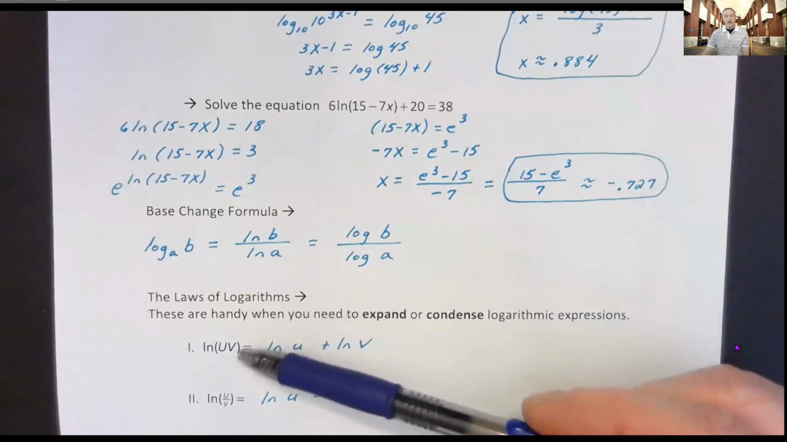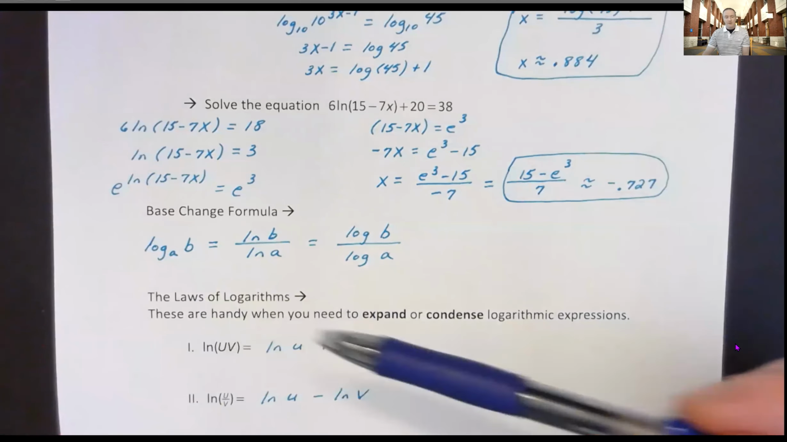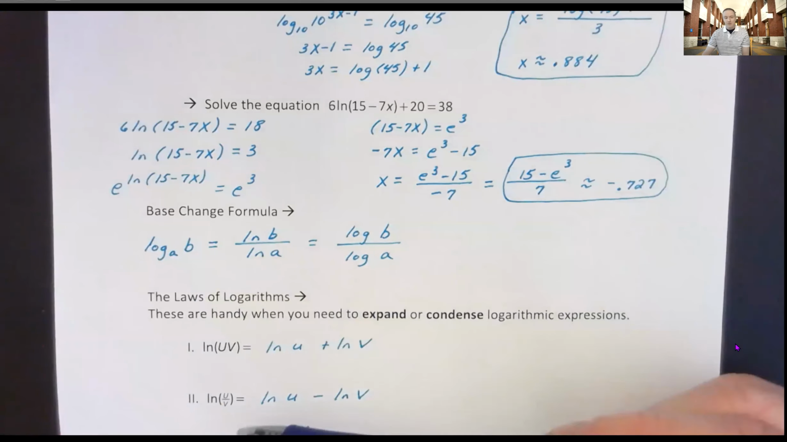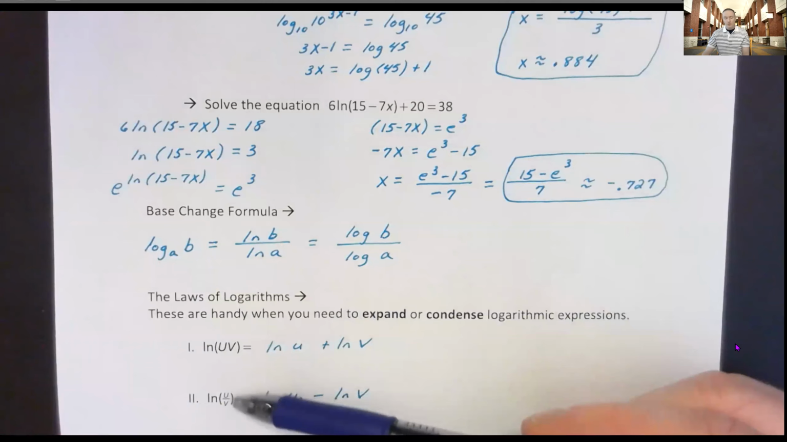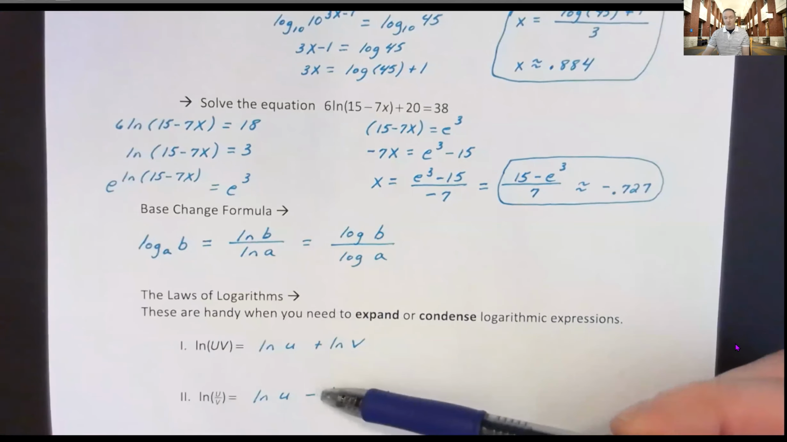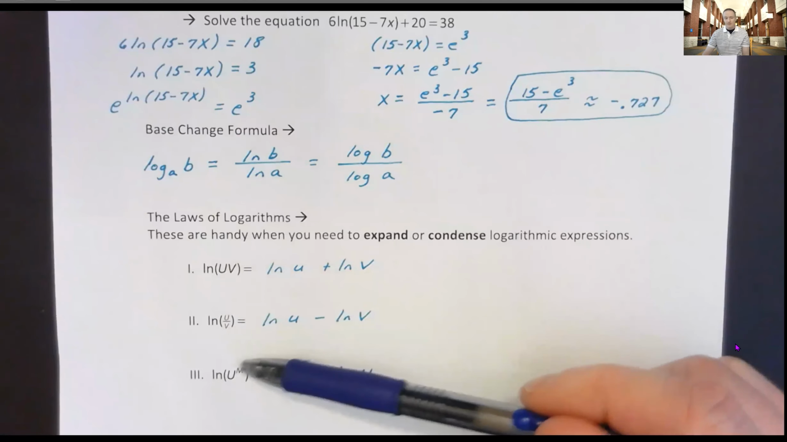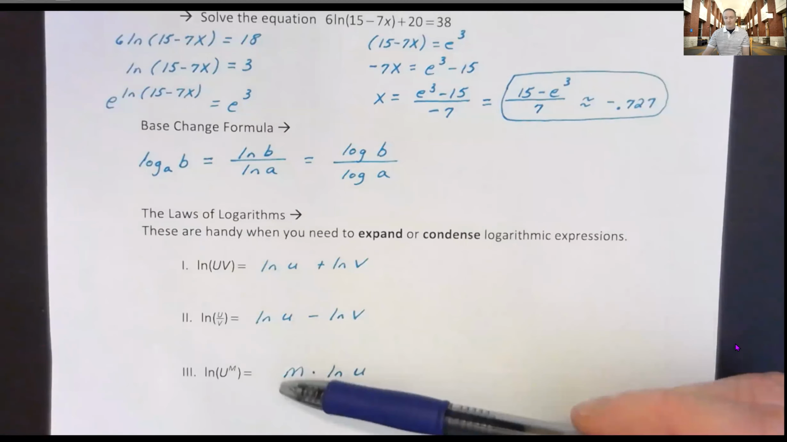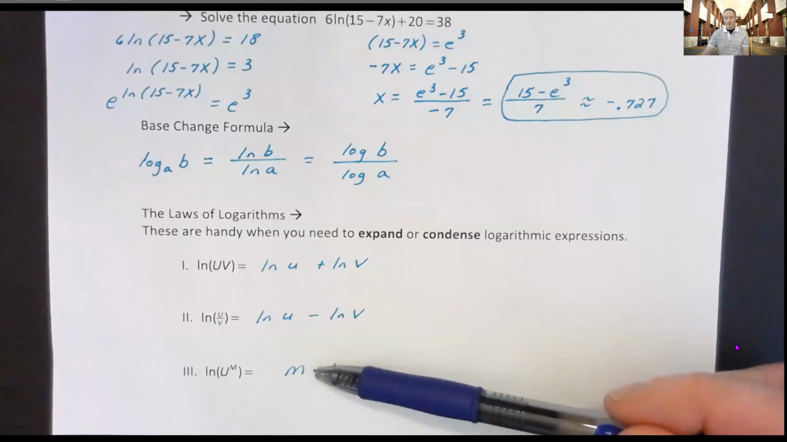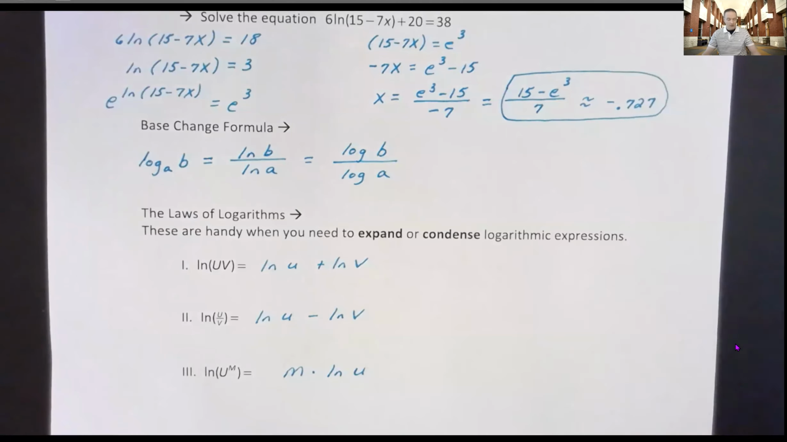If you have a product inside of a logarithm, you'll expand that with an addition. If you have a quotient inside of a logarithm, you'll expand that with subtraction. And if you have a power inside of a logarithm, you'll expand that by bringing it out in front and it becoming a constant multiple out in front of the natural log.